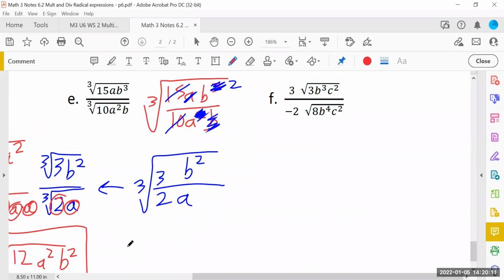Letter F, if you can reduce what's outside, you can do that right away. You know what? For this one, I'm going to try to reduce the square roots first, just to show you a different way. Looking at this, does everybody see that I have a set of b's and c's that I can take out of the top? So this would become 3bc square root of 3b.